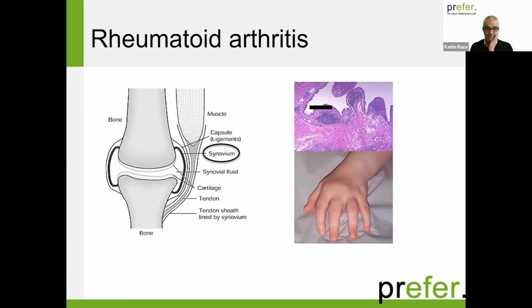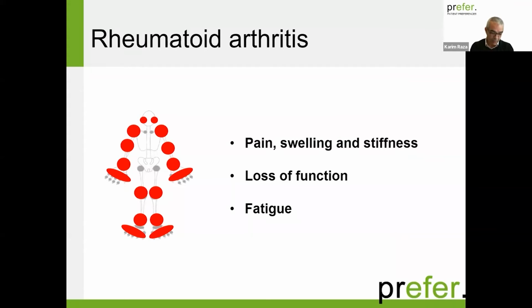The next slide. So of course I showed you a picture of a hand that was inflamed, but actually one of the main problems in patients with rheumatoid is that the disease spreads to multiple joints, and illustrated here are really the range of all the joints that can be affected in someone with rheumatoid. And when the joints are affected, they become painful, they become swollen, they become stiff, function becomes a problem, and patients feel very tired often as a result of the significant inflammation that they experience.